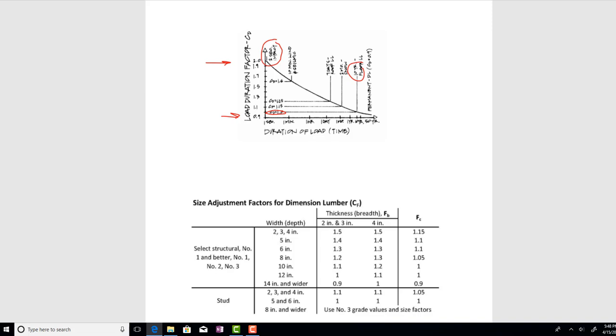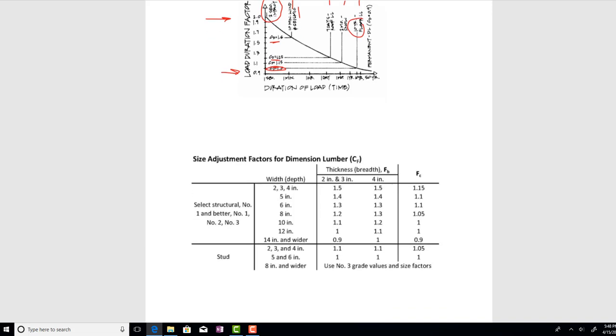And so it's pretty easy to grab the values off here. You've got wind and seismic, a 7-day load, a snow load, and there's your 10-year load and your permanent load. And of course, the corresponding values show up over here, 1.6, 1.25, 1.15, etc.